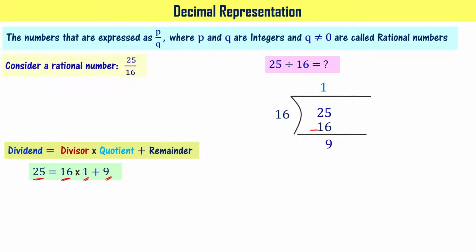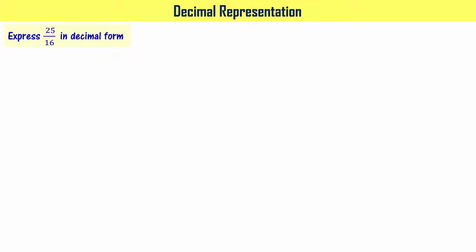But this is called the simple division process. This is not what we want to do in this particular video. What we want to do is express 25 by 16 in the decimal form, right? We want to express a given rational number in its decimal form. Let's learn how to do that now. Let's express 25 by 16 in decimal form.